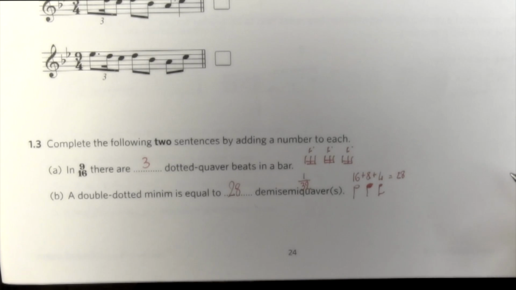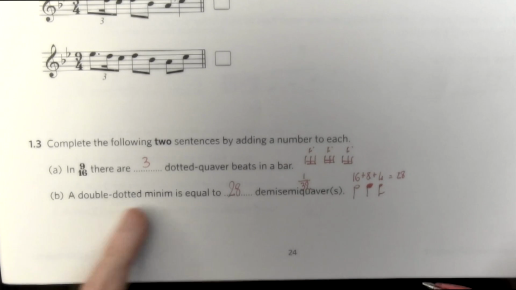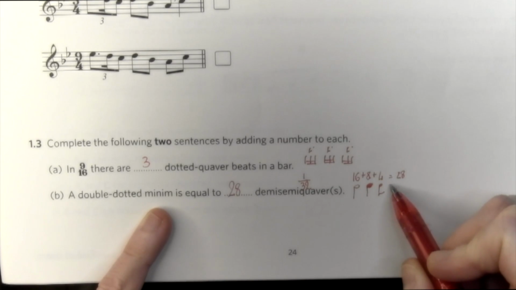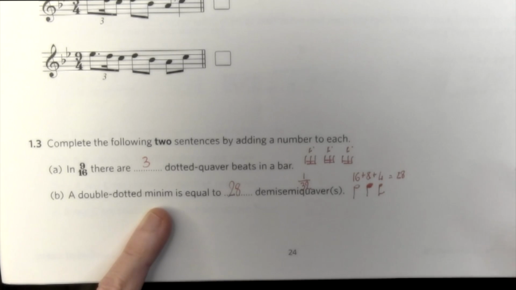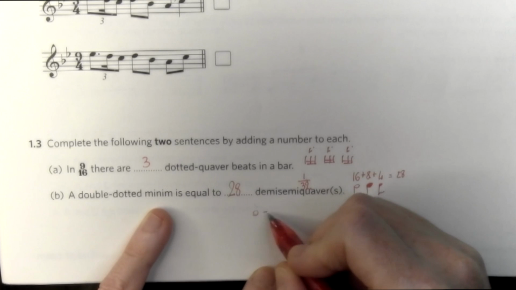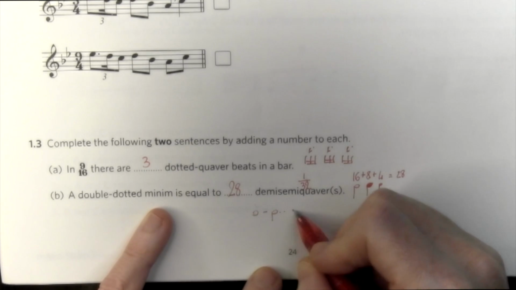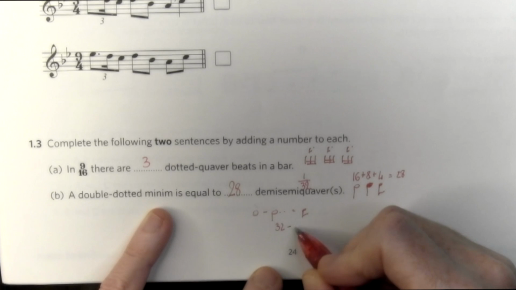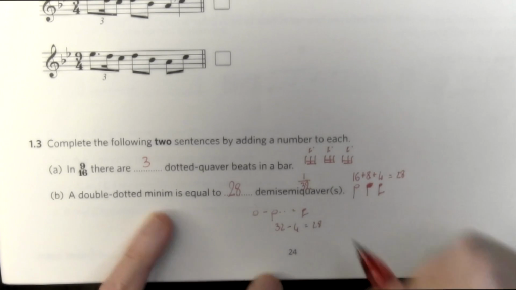But there are other methods. For example, a double dotted minim is a semibreve missing another quaver. So the semibreve minus double dotted minim equals a quaver. So you do 32 minus 4. And you find 28 anyway.